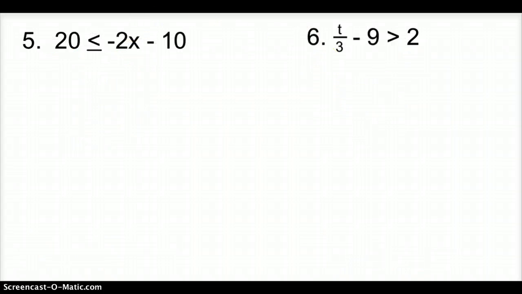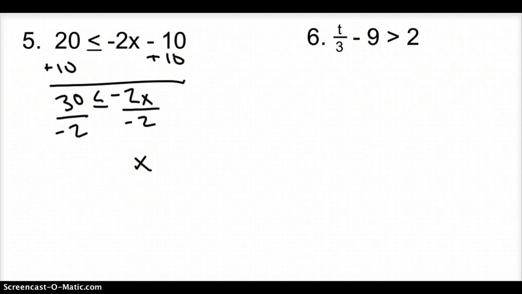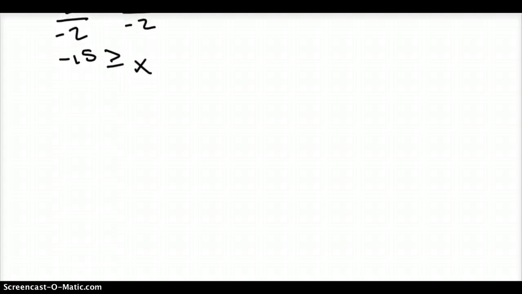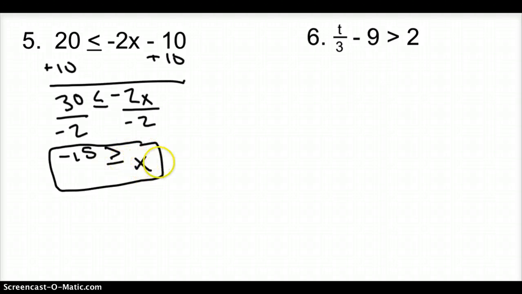Let's try some more. Number 5 is just a two-step equation. We have to add 10 to the other side, bring down your negative 2x, bring down 30. It is also a less than or equal to sign. We are dividing by negative 2, dividing by negative 2. So now x, when we divide by a negative, remember what happens to your inequality. It switches the inequality, and it's negative 15. We're not going to graph anymore because I think you have a good grasp of it. So negative 15 is greater than or equal to x.